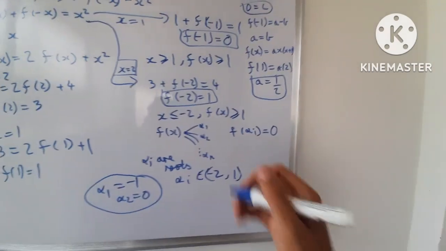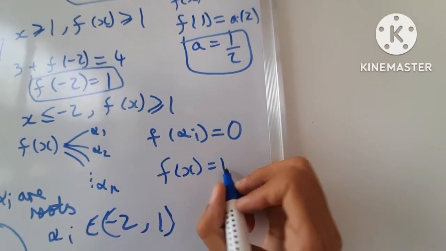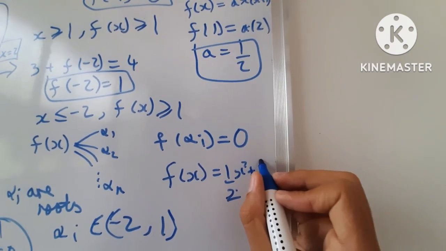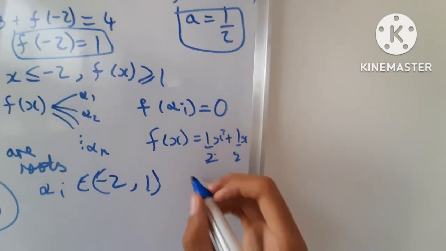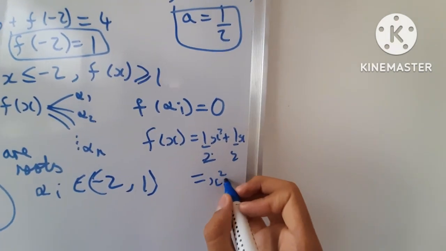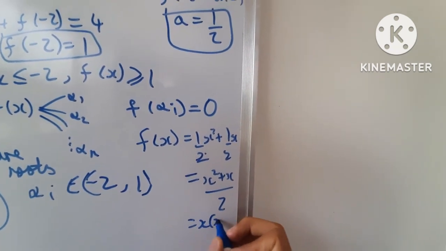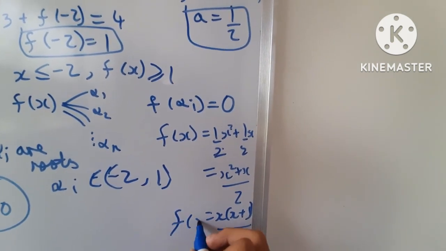So basically we have our equation: f of x is equal to half x squared plus half x. Notice that this has a common denominator, so it's just going to be x squared plus x upon 2. So that's f of x equals x times x plus 1 upon 2.